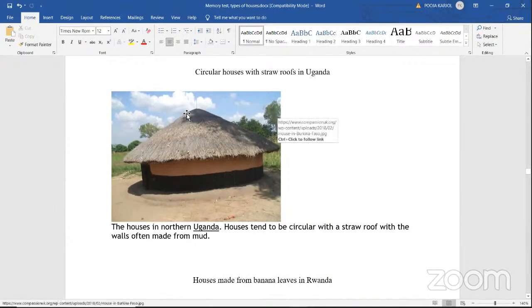These are circular houses with straw roofs in Uganda. Northern Uganda has this. The houses tend to be circular with a straw roof, with the walls often made from mud.